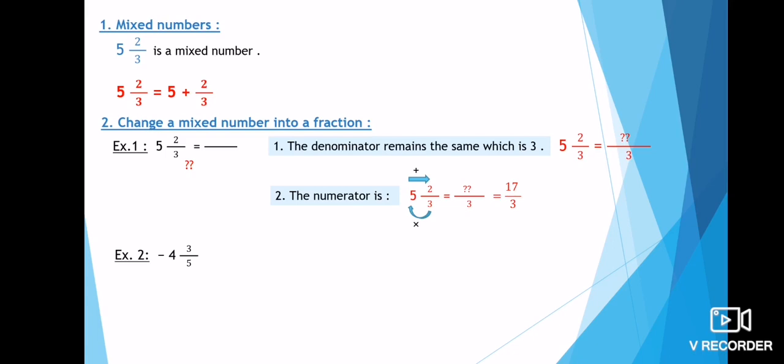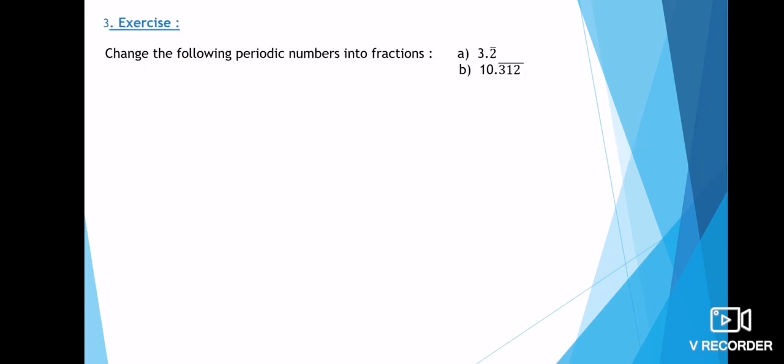Another example, minus 3 and 3 over 5. It's negative. I want to write it as a fraction. Before anything, this minus, copy it. After copying the minus sign, now change the mixed number 3 and 3 over 5 into a fraction. As we did up there, copy the same denominator, which is 5. Now find the numerator. 5 times 4 is 20. 20 plus 3 is 23, and you get the negative fraction minus 23 over 5.